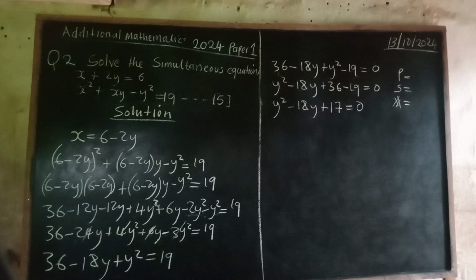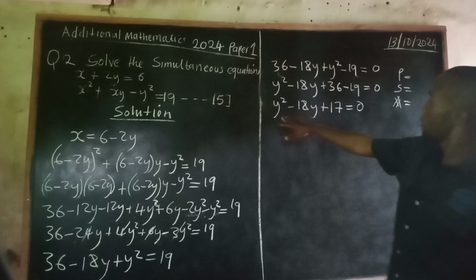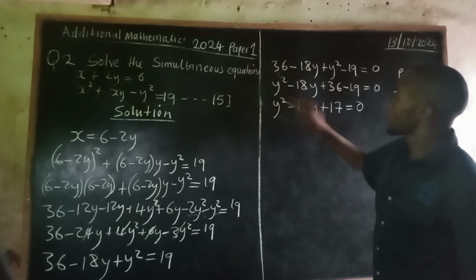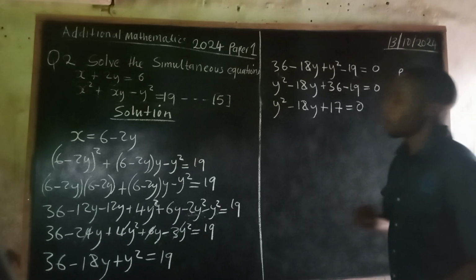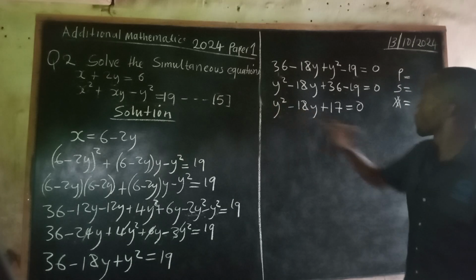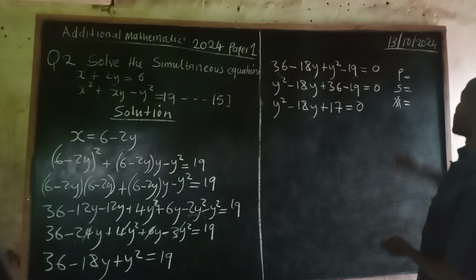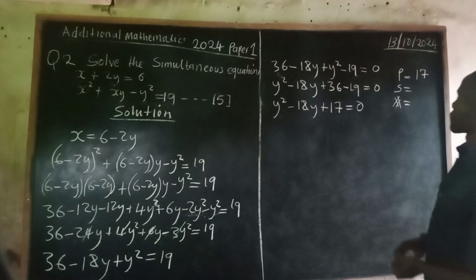Now, how do we find these? How do we find the product? The way we find the product, you come to the first term, which has got a square. You get the coefficient of that term. The coefficient of y squared is 1. Then you come to the constant number, which is 17. So 1 times 17, the answer will be 17.